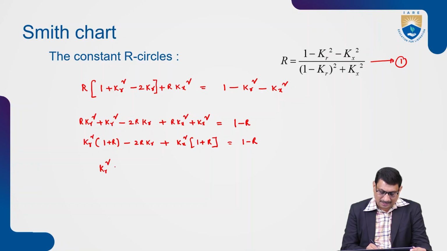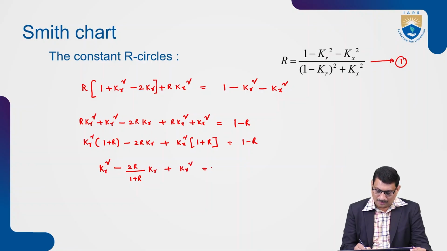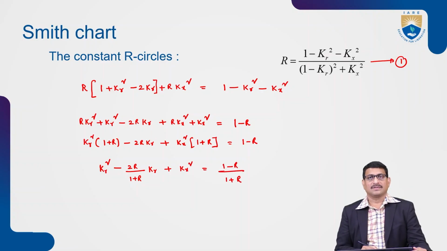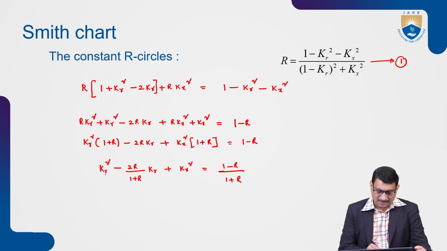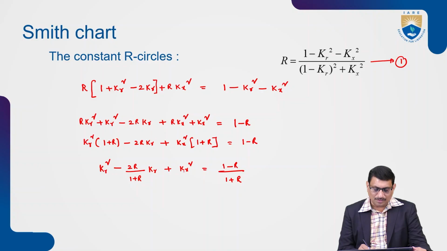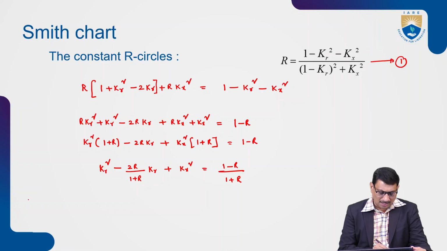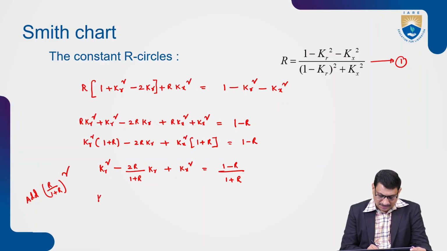Then I may get kr square minus 2r divided by 1 plus r into kr plus kx square equal to 1 minus r divided by 1 plus r. Now I want to write this equation in the form of a circle equation. Therefore, if you look at this equation, this is like x square minus 2 into x into y, where the y square is missing, that is r divided by 1 plus r whole square is missing. Therefore, I will add r divided by 1 plus r whole square on both sides of this equation. Then the value does not change.